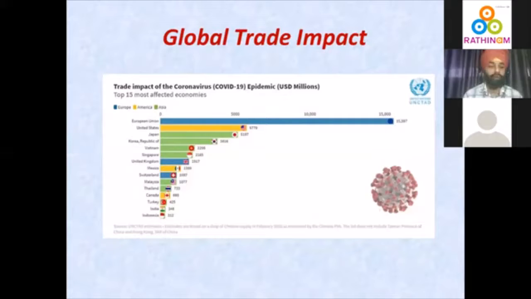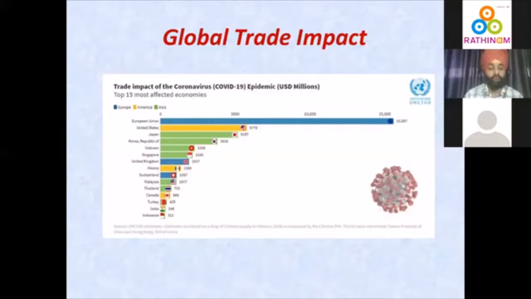Then we have Singapore and UK, Mexico, Switzerland, Malaysia. Well, Malaysia and Thailand are trying very hard to come back online, but it's not an easy task. I mean, Malaysia has opened up, Switzerland has opened up, but people are still not reporting to work. And it's a major uphill task for these countries to try and get back to normal.